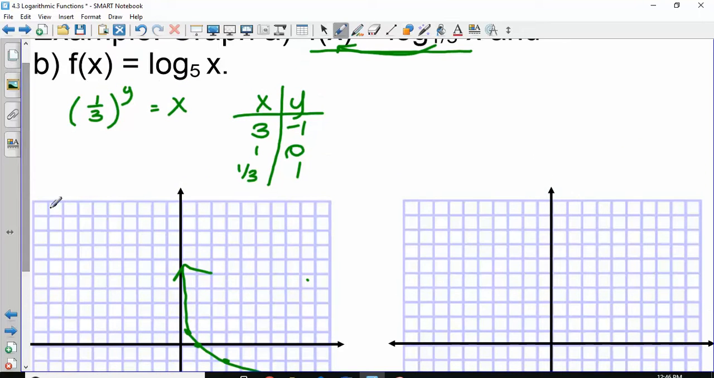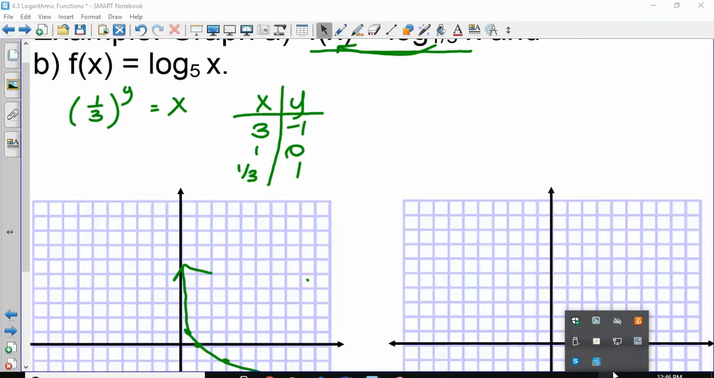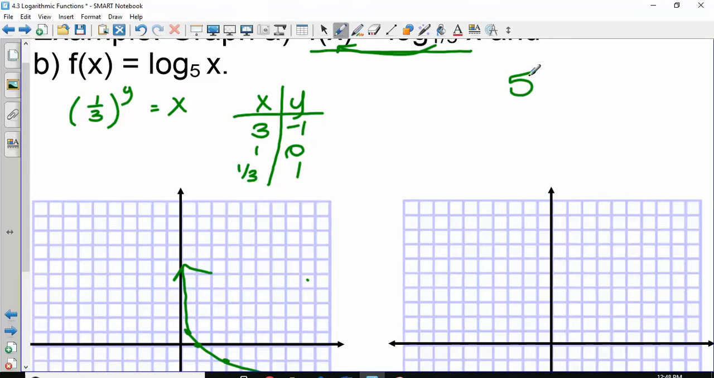I would like for you guys to graph the second one. F of x equals log base 5 of x.